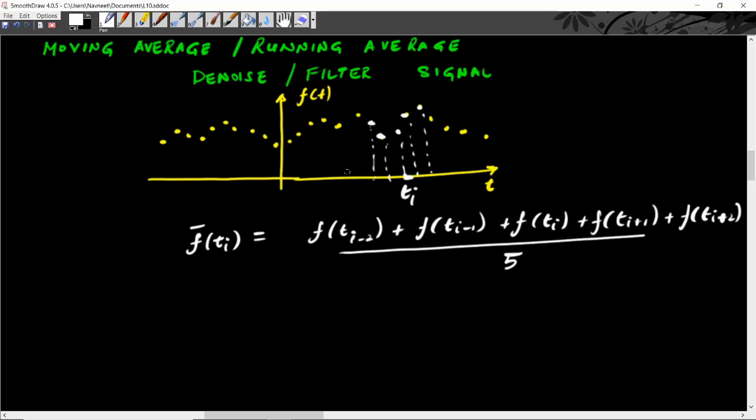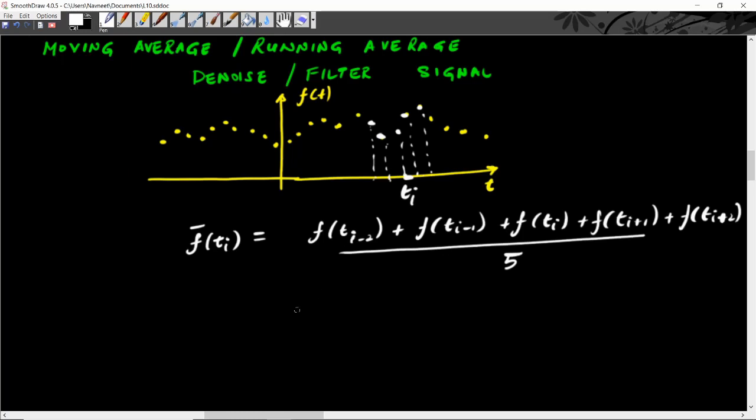So the idea is that you move to a particular point and take the average of the neighboring values of that function, and you get a newer value of this function. So why this procedure of moving average leads to the filtering of the signal or denoising of the signal can be easily shown by looking at this operation as a convolution operation.